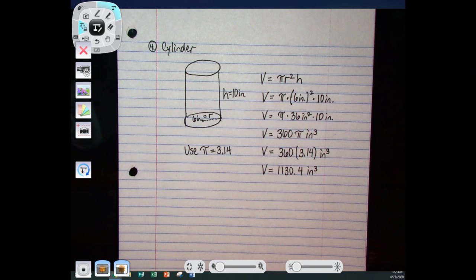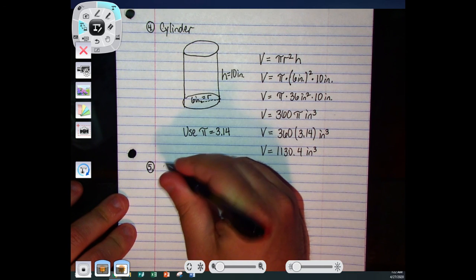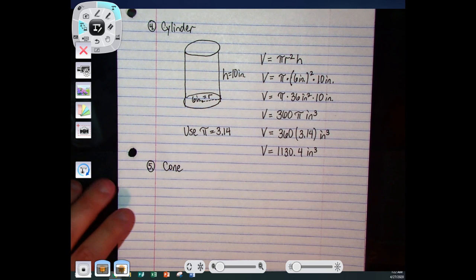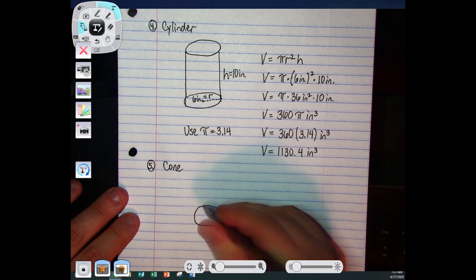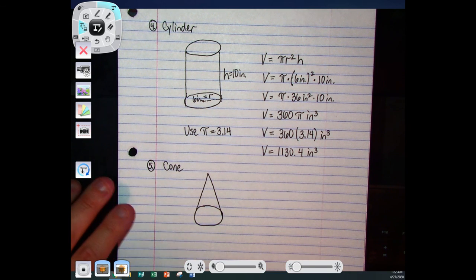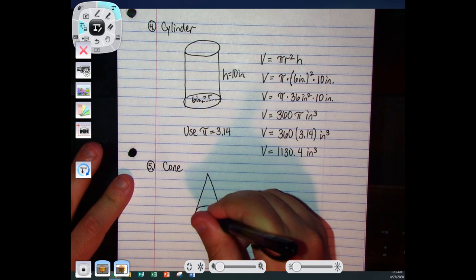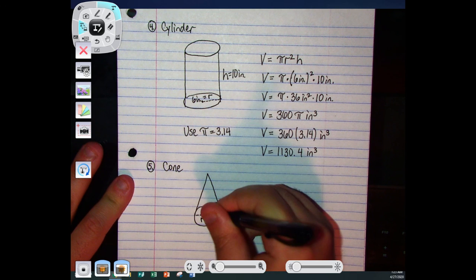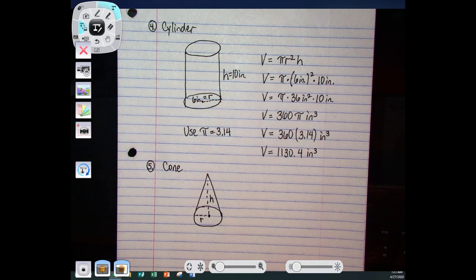Okay. Now, from a cylinder, we go next to a cone. With the cone, essentially, we can sketch a circle, draw our two sides going up, and voila, there's our cone. For a cone, again, we're looking for two things: the radius of the cone and the height of the cone. If I know those two things, I can find the volume.